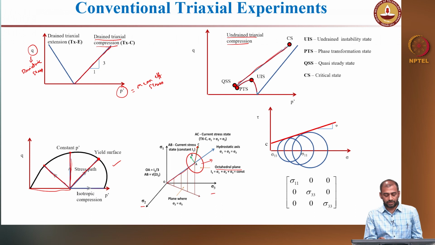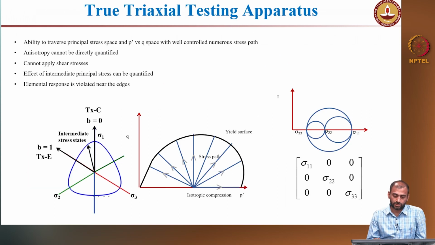Using conventional triaxial tests, you can probe and get 3 stress paths easily, but if you want to construct the entire failure locus, you need to look out for other testing devices. Here I am going to show the true triaxial testing apparatus, where you can apply multiple stress paths by varying B.